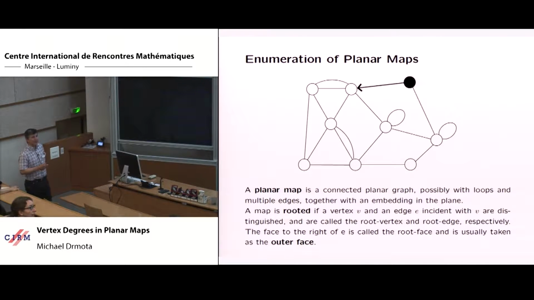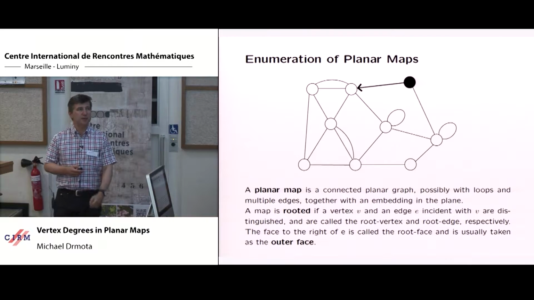But it's not bipolar. Okay, so there you have a root vertex and a root edge, which gives a direction. So this is the first vertex and the second vertex of this root edge, and so on. So it's embedded. It's a graph that is embedded into the plane or the surface of the two-sphere.